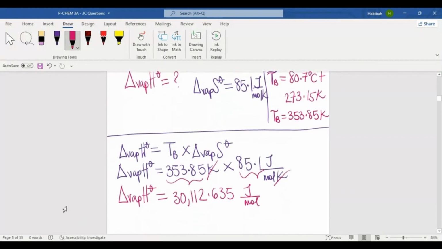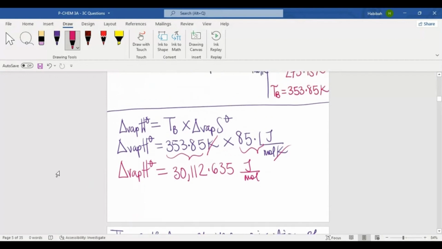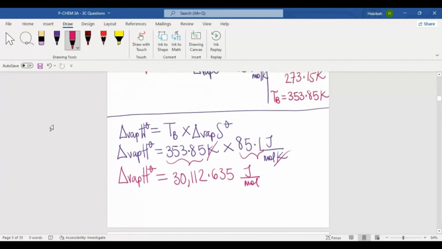Now let's not forget that for change in enthalpy, a lot of the values we've been given thus far have been in kilojoule per mole. As you can see, the change in enthalpy in this question is much greater than the change in entropy. So we can go from joules to kilojoule per mole. All we have to do is divide by 1,000, because when you go from joules to kilojoules, you divide by 1,000. So the change in enthalpy of vaporization can be rewritten as 30.11264 kilojoule per mole. So this is basically the answer.